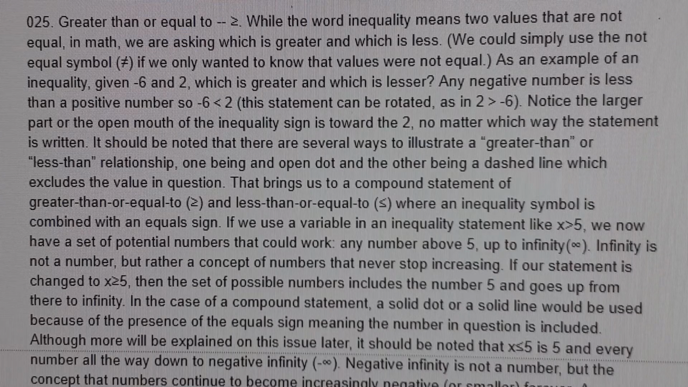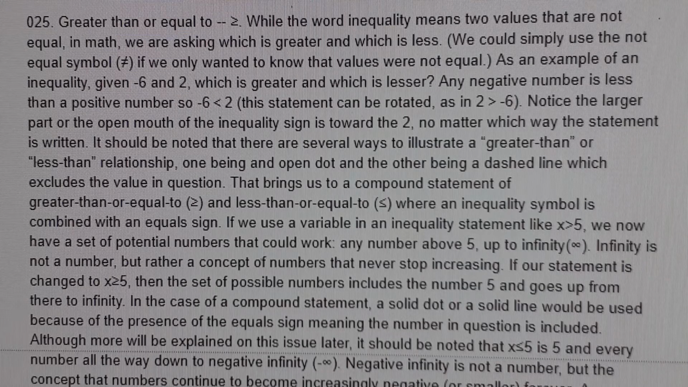As an example of an inequality, given -6 and 2, which is greater and which is lesser? Any negative number is less than a positive number, so -6 is less than 2. Note that the larger side of the symbol is toward the larger number 2, and the smaller side of the symbol, the point, is toward the -6. (This statement can be rotated as in 2 is greater than -6. The symbol is rotated so the greater side or larger side is still toward the larger number 2.) Notice the larger part or open mouth of the inequality sign is toward the 2, no matter which way the statement is written.